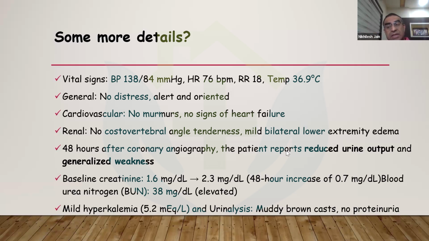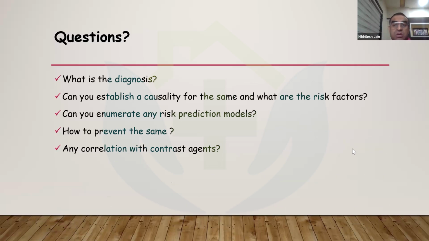There's nothing to indicate in the history here that this patient has rhabdomyolysis. I would definitely grant you contrast-induced nephropathy. So what are the type of questions that you are going to look at? So what is the diagnosis? Told very clearly. So can you establish a causality for the same and what are the risk factors? So you need to know the risk factors for developing contrast-induced nephropathy.